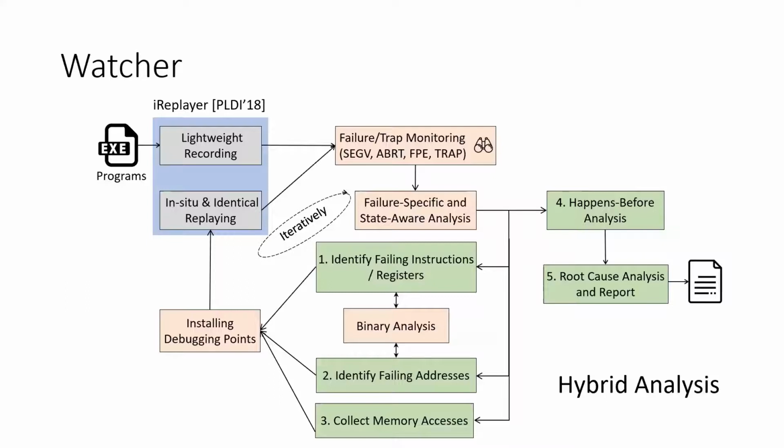For concurrency issues, Voucher also performs a happens-before analysis to prune unnecessary information. In the end, Voucher conducts the root cause analysis and generates a bug report. So I will explain the details regarding these steps.